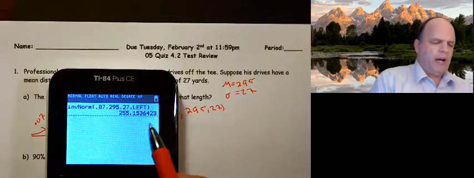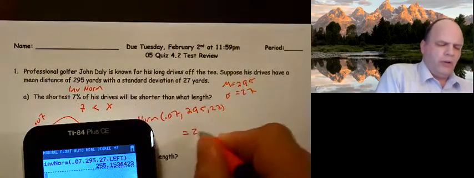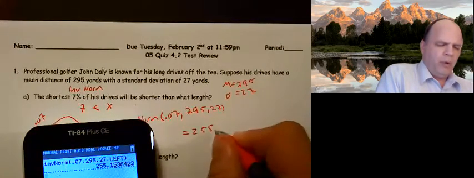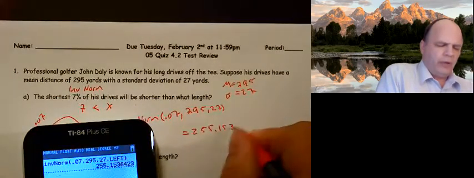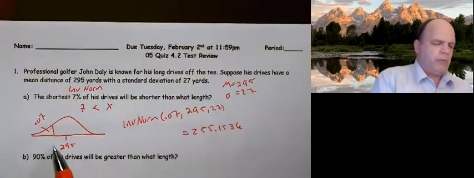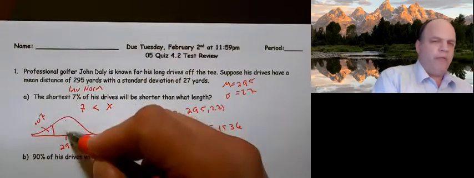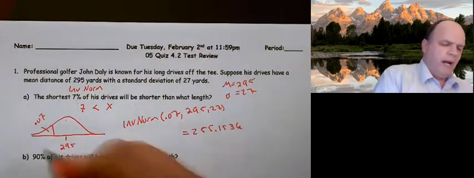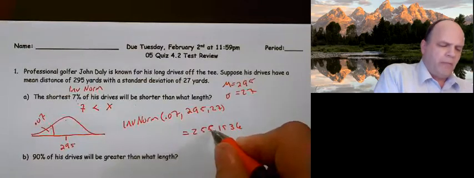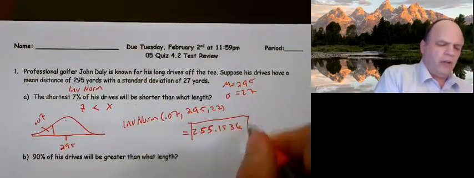And we end up getting a value of 255.1536, because we're going to go 4 decimal places and truncate. Now, please remember, does that make sense? This is the halfway point at 50% and 255 is below it. So from a logical sense, it makes sense that it would be less. So this is my answer for the first problem.